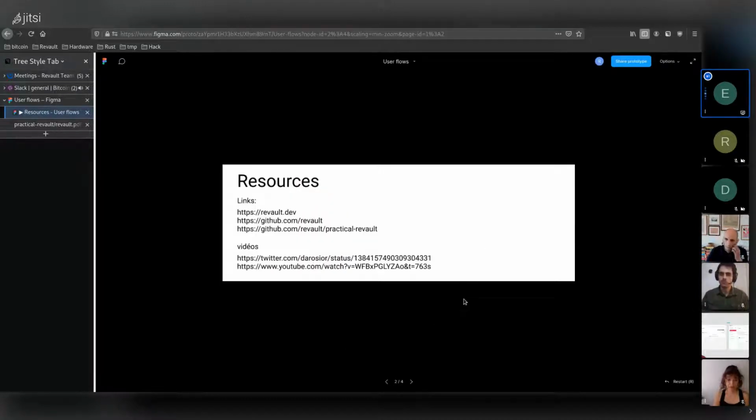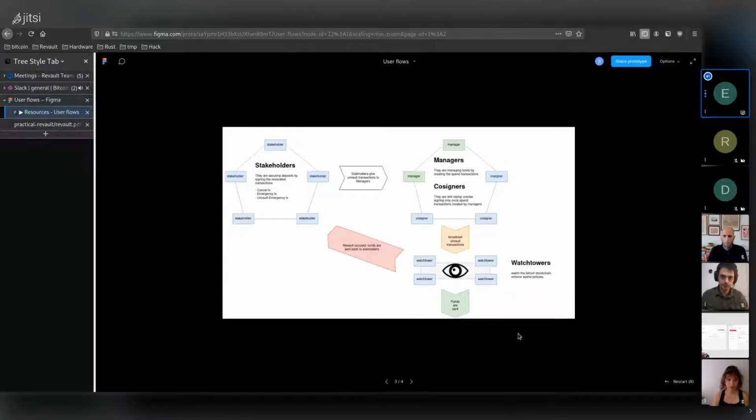So Revault's idea is this: we want to increase usability but not decrease security. It's a typical Bitcoin problem. Bitcoin is very secure, but in terms of UX and UI, it's very difficult, because we want to increase the usability, but we don't want to decrease the security. You have some resources if you want to check out.